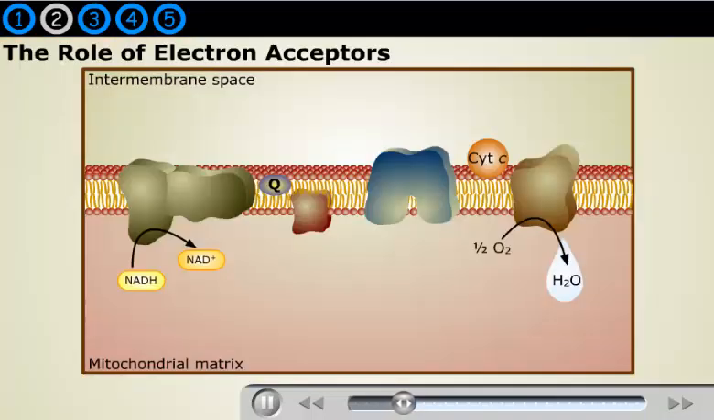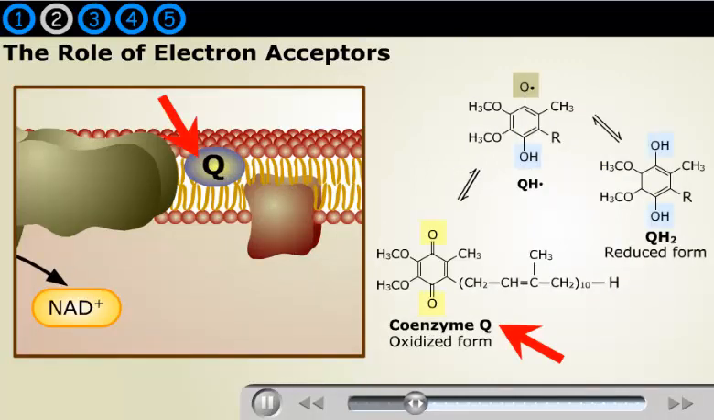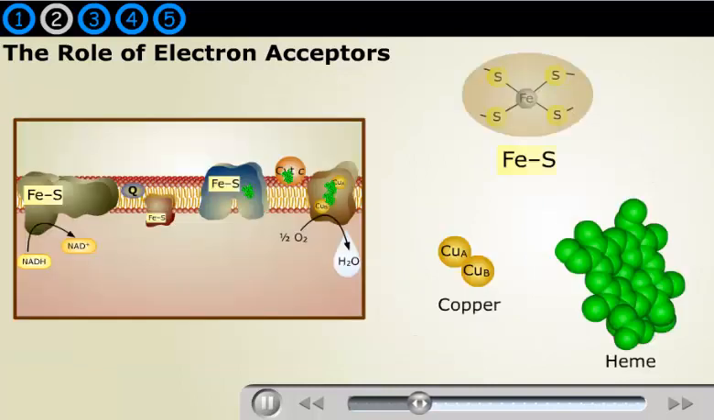Several different types of molecules are found in the electron transport chain. Flavoproteins, such as FMN and FAD, can accept 1 or 2 electrons. They make excellent bridges between 2 electron donors, such as NADH, and 1 electron acceptors. Coenzyme Q also participates in 1 or 2 electron transfers. Examples of 1 electron acceptors are iron-sulfur proteins, copper-containing proteins, and cytochromes.